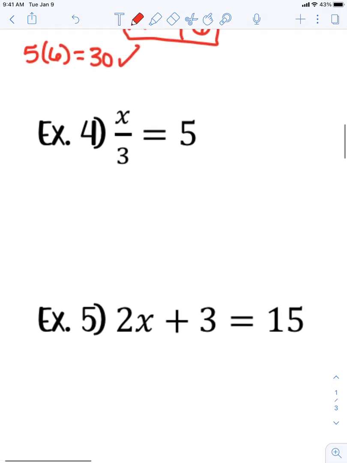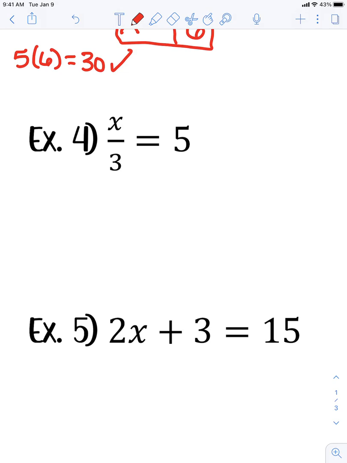Okay, looking at example number 4. Notice now I have x over 3. That means division. So fractions are now how we represent division in Algebra 1. So the opposite of division is multiplication, and I want to multiply by what's in the denominator. To get rid of the 3 in the denominator, I'm going to multiply both sides by 3. First, again, draw your line through the equal sign, and what you multiply on one side, you've got to multiply on the other side.